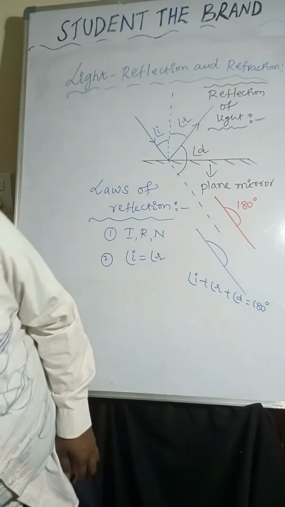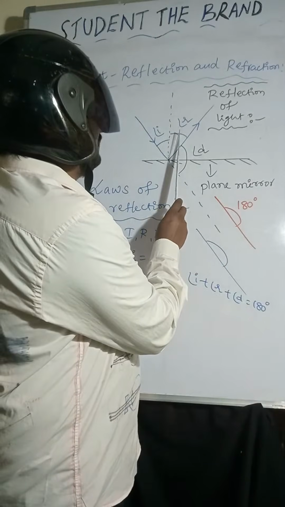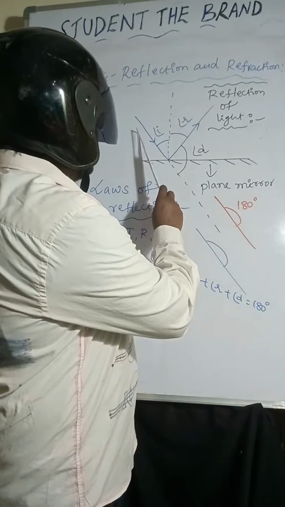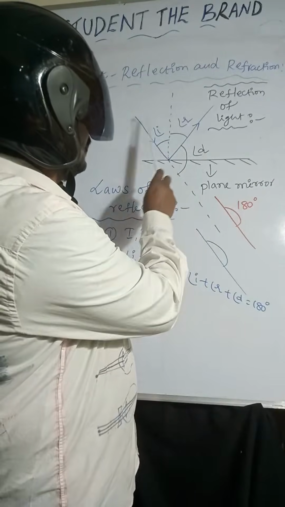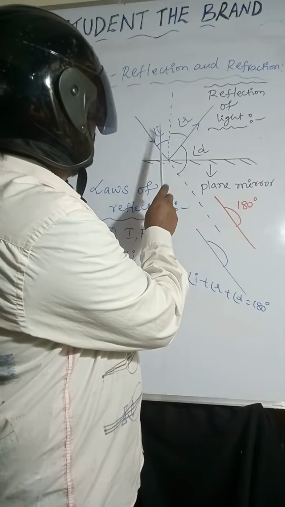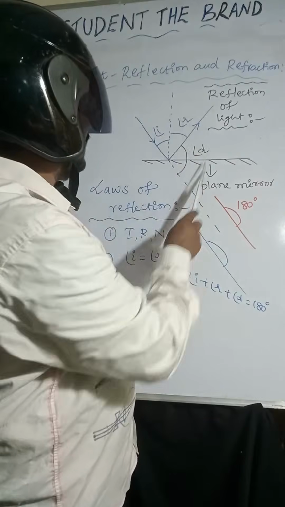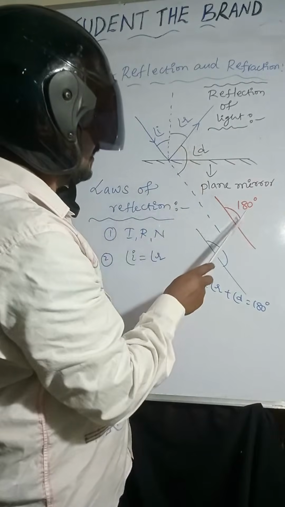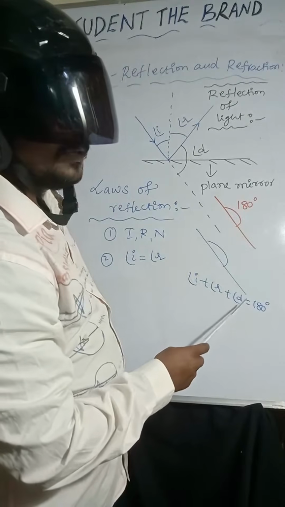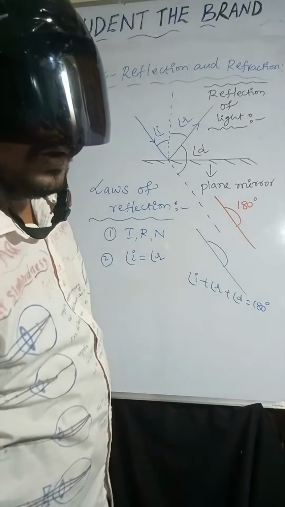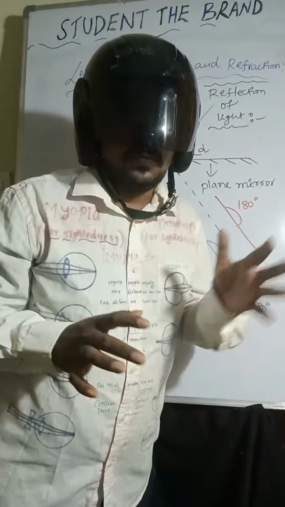So the question is, you can observe here, angle of incidence plus angle of reflection plus angle of deviation. These three angles are on the same line: angle of incidence, angle of reflection, angle of deviation. In total, that is a linear angle, so that is 180 degrees. So that's why angle of incidence plus angle of reflection plus angle of deviation equals 180 degrees. I hope it is very clear to you all. Yes or no? So you got the point, right?